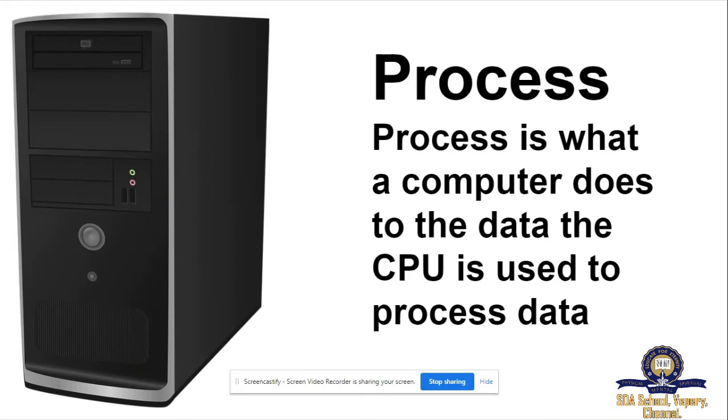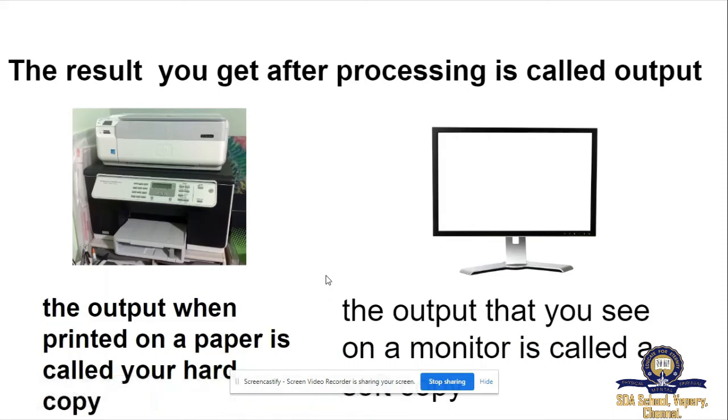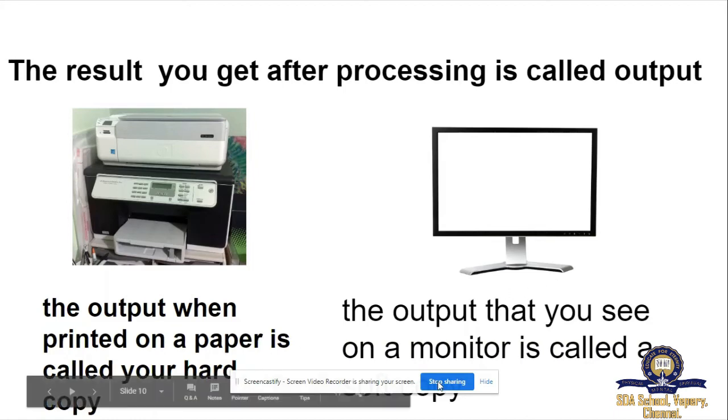After giving the instruction, what the computer does is the process. Process is what a computer does to data. The CPU is used to do this process. The result you get after processing is called output. The output when printed on paper is called hard copy. That is, if you get the printed paper in your hand, that is hard copy. If you see it through your eyes on the screen, it is soft copy.